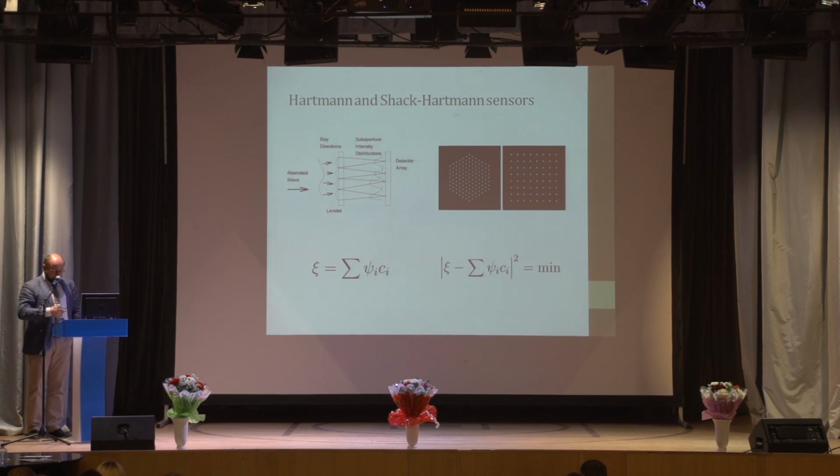Now, here I have some examples of Hartmann masks. That's what you see. How do you measure the wavefront? You measure the coordinates of these spots, and then from the coordinates of these spots, you can define the tilts, and from that you calculate the wavefront.